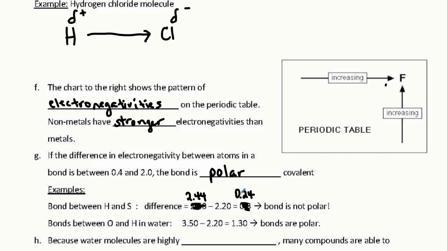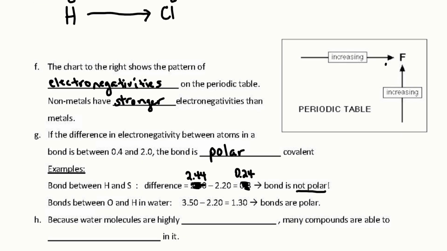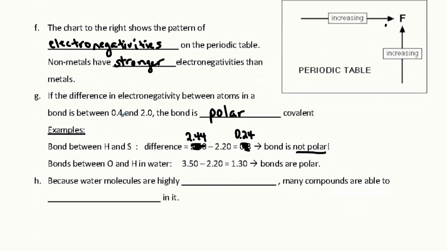So the difference in values is 0.24. Well, that is not within this range. It's lower than 0.4. So therefore, that's not a polar bond. It's not a big enough difference to result in the electrons being pulled super close to the sulfur versus the hydrogen. They'd be roughly equally shared. The difference isn't significant enough. We consider the difference to be significant enough as soon as it hits 0.4.